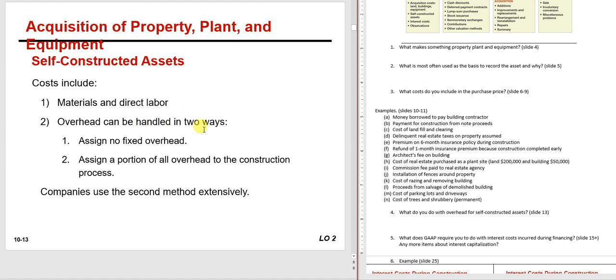But overhead can be handled in two ways. So for instance, let's say you have a truck that you drive around to several construction sites, or you have all your equipment and tools that you use on several construction sites. What do you do with those if you're building it yourself? So you can assign overhead just like we did in management accounting. You might assign your overhead on the basis of direct labor hours. So if you recall, you take estimated overhead divided by your estimated base, which might be direct labor hours. And then if a building takes 100 labor hours, you would multiply 100 times that allocation base.